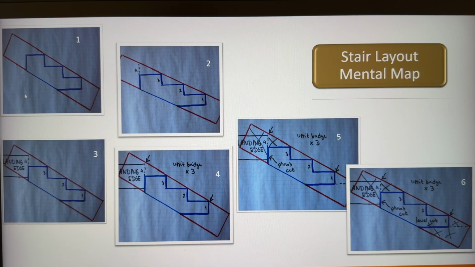This blue line here and this other horizontal blue line here form a right angle triangle, and this is the hypotenuse of that right angle triangle. And that's important because within this right angle triangle is your whole stair stringer, this blue.